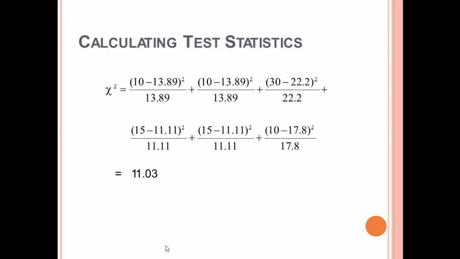Then calculating the test statistic. Chi-square equals (10 minus 13.89) whole squared divided by 13.89, plus (10 minus 13.89) whole squared divided by 13.89, plus (30 minus 22.2) whole squared divided by 22.2, plus (15 minus 11.11) whole squared divided by 11.11, plus (15 minus 11.11) whole squared divided by 11.11, plus (10 minus 17.8) whole squared divided by 17.8, which equals 11.03.